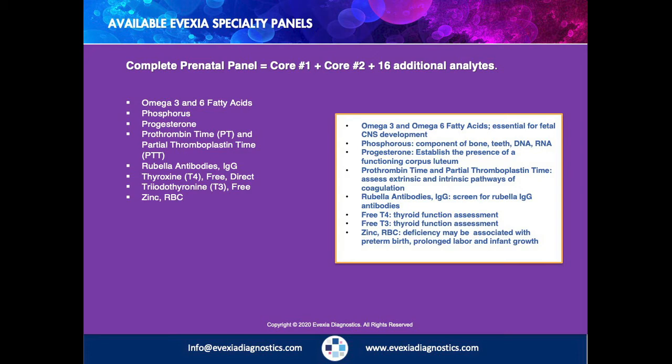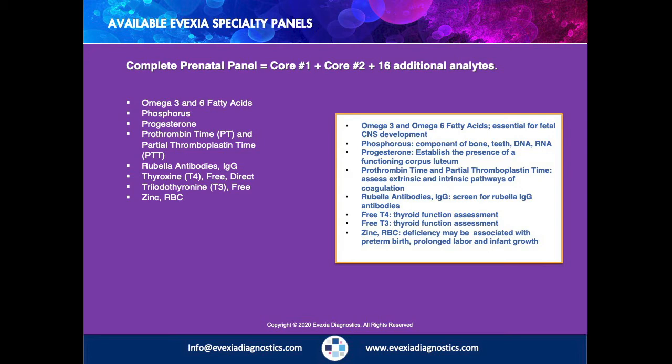The next analyte is progesterone. Now, this test is used to establish the presence of a functioning corpus luteum and luteal cell function. It's also used to assess placental function during pregnancy and is a part of the ovarian function test. So in short, the determination of progesterone is utilized in fertility diagnosis for the detection of ovulation and assessment of the luteal phase. The next analytes are prothrombin time and partial thromboplastin time.